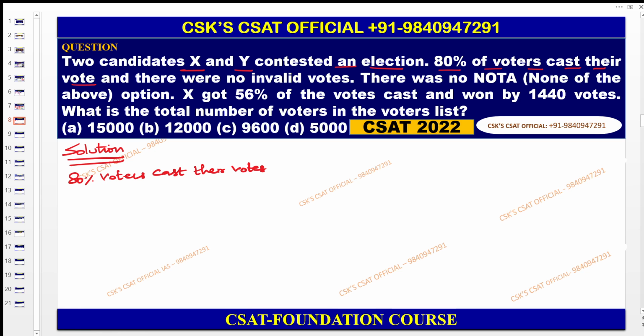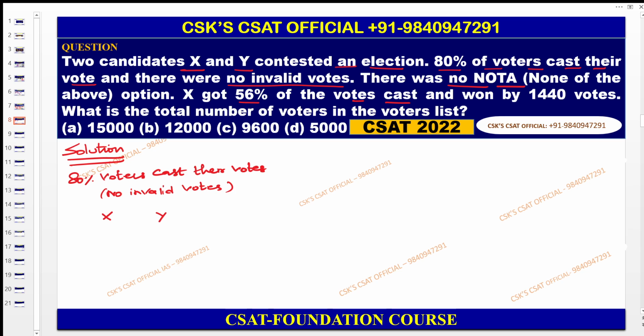The second thing you need to note here is there are no invalid votes. So all that 80% are valid here. That is the second thing you need to note. There was no NOTA also. Now remember this one. This is X and Y, two candidates. X got 56% of the votes cast.